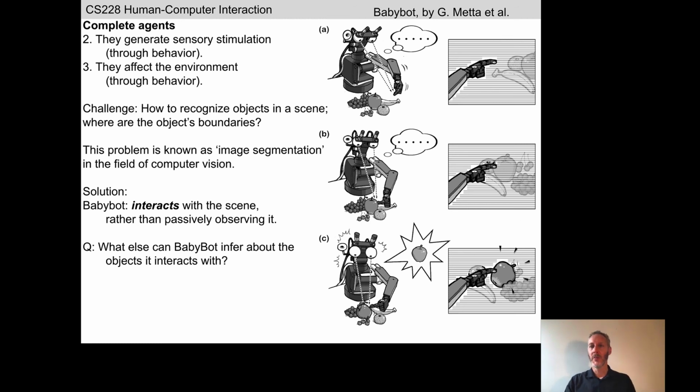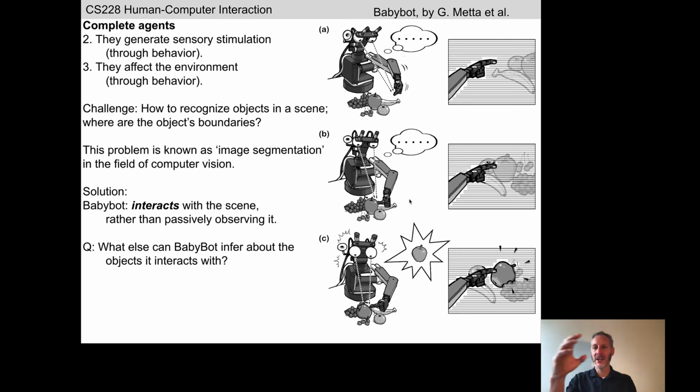Let's replace the word arm with self for the moment. So BabyBot is going to call this thing self. And self, by definition, is a blob of motion that appears and disappears, and that process is under my control. Obviously, one of the most important things for babies or baby robots is to understand this concept of self. What is the boundary of me and the rest of the world?